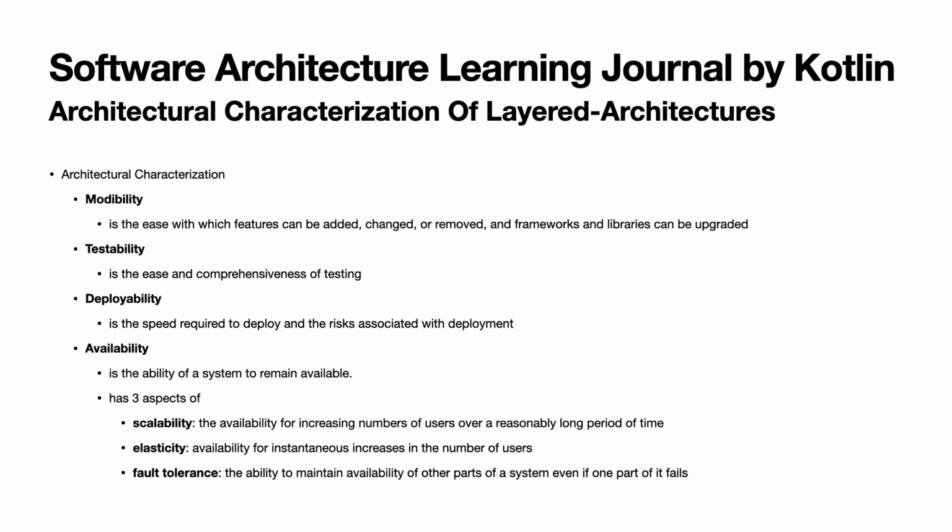Availability has aspects of scalability, elasticity, and fault tolerance. Scalability refers to the availability of the system to handle an increase in users over a relatively long period of time. Elasticity refers to the availability of the system to handle a sudden increase in users. Fault tolerance refers to the ability to maintain availability in other parts of the system, even if a part of the system fails.